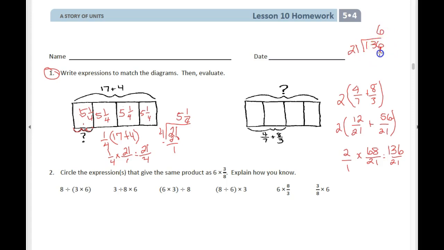6 times 1, 6. 6 times 2, 12. 126, 136, there's 10 different. So it's 6 and 10 21sts.